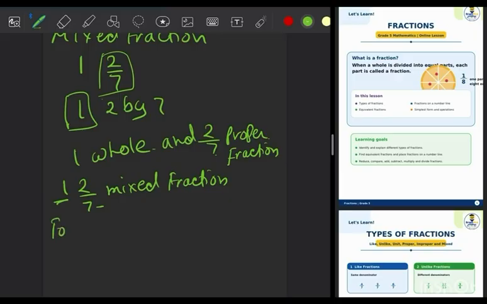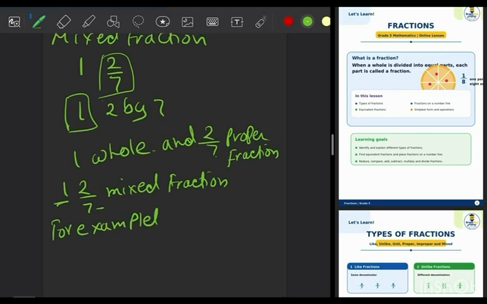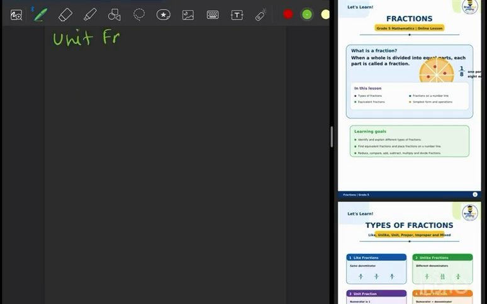So let's take more examples: 2 3 by 8, 1 1 by 2, 2 3 by 4 and 3 1 by 5. These are all examples of a mixed fraction. Now let's learn about the unit fraction. It is very easy. A fraction with numerator 1 is called a unit fraction.